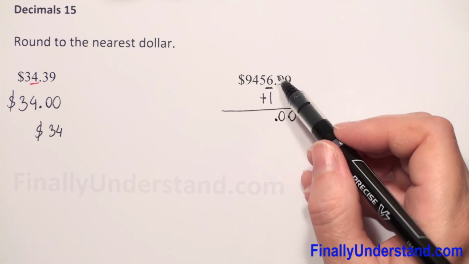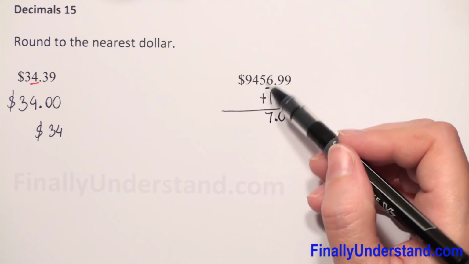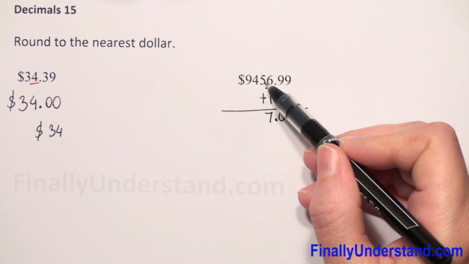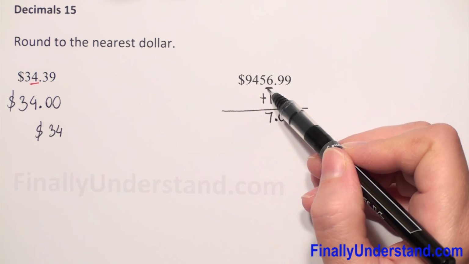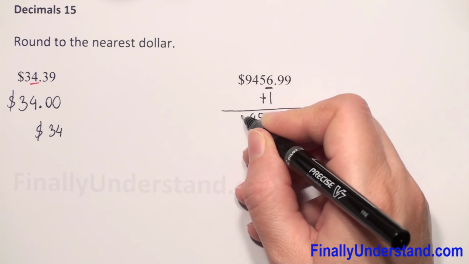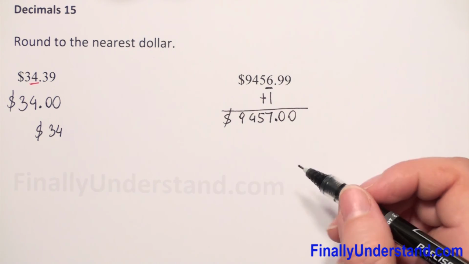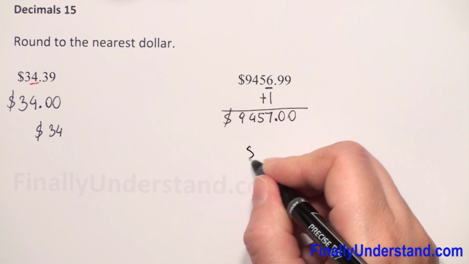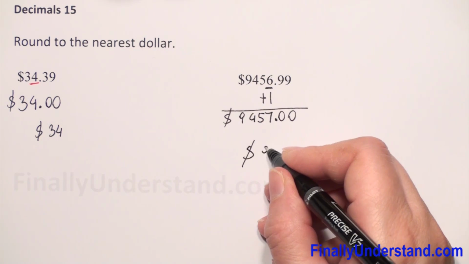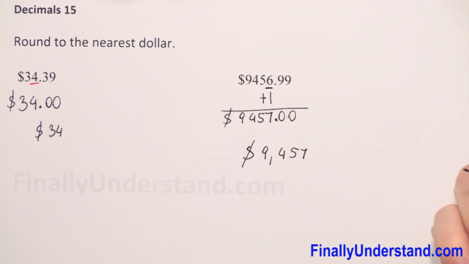The decimal point we copy, and now we add 6 plus 1, which is 7. And now every digit which we have before our underlined digit we have to copy. So 5 we copy, 4 we copy, and 9. And the dollar symbol. So what did we get? We have $9,457.